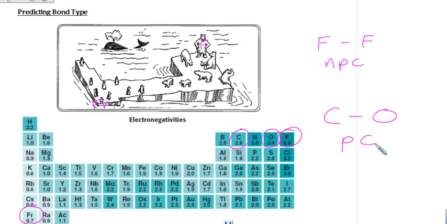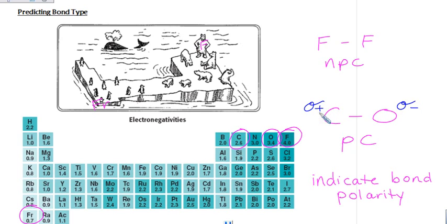Now the other thing they might ask you to do is this. Indicate bond polarity. That means which side of the bond is partial positive, which side of the bond is partial negative. The partial negative should always be on the element with the higher electronegativity, which I would know is oxygen, so I would indicate oxygen is partial negative, carbon is partial positive.